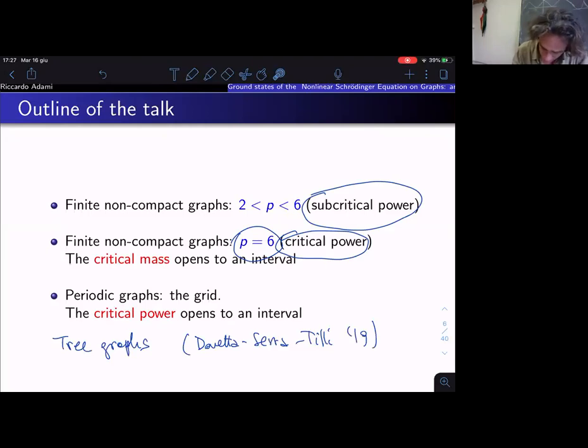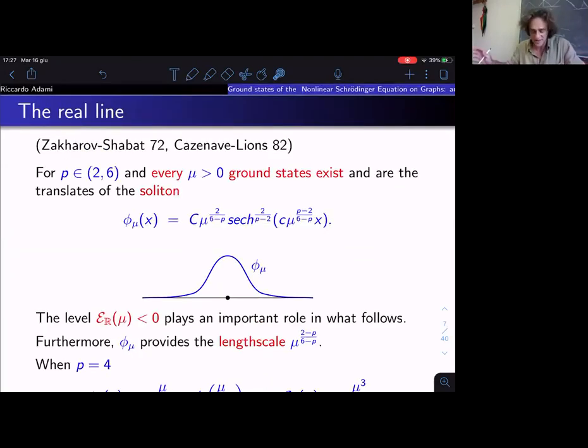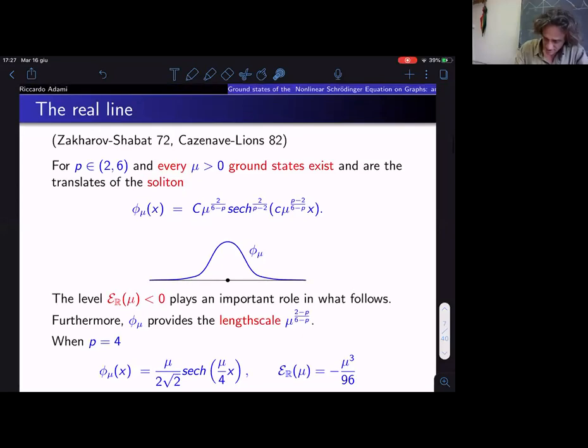However, so I start now from this case, finite non-compact graph. So the easiest finite non-compact graph is the real line. As I told you before, think of the real line as being the union of two half lines like that. This is classical Soviet school and then also the French school. So we know that for every value of the mass, there are ground states, and these ground states are the translates of a unique shape, which is the so-called soliton. The soliton can be written explicitly for every P, and the shape is this one, a sort of shape of a bell. The energy level of the ground state is negative. This will play some role in what follows.